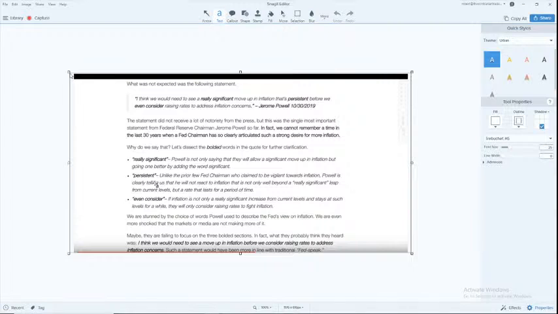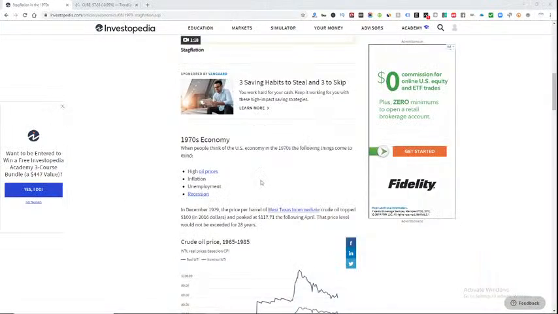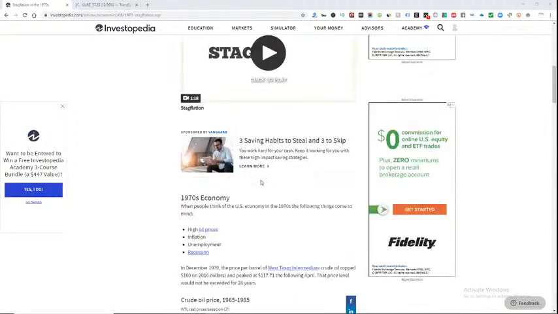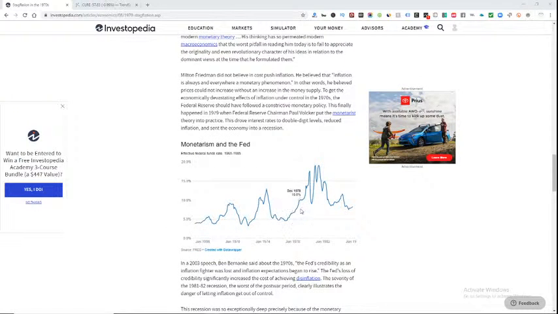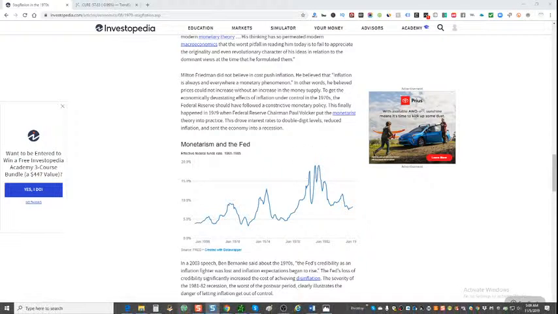And what is the only real tool at the Federal Reserve's disposal? I'll bring you back to the chart of the Fed funds rate going back to the 1970s. Right here. We had to raise the Fed funds rate dramatically up to nearly 20% before inflation was finally brought under control.